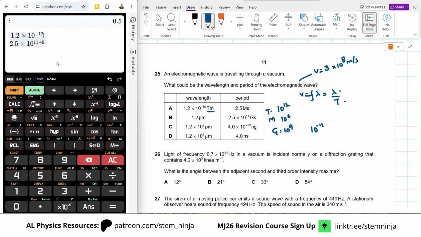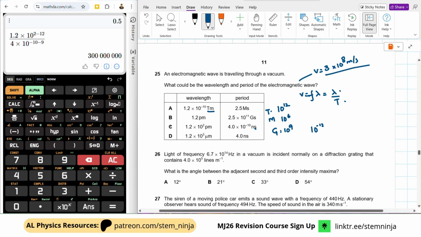So 10 raised to power 2, pico. So 10 raised to power 2 minus 12. And for this one, we have 4. Okay, 4 times 10 raised to power minus 10. And nano, so also minus 9. Oh, this is 2 and 6 zeta. So that is the speed. So that is C part.